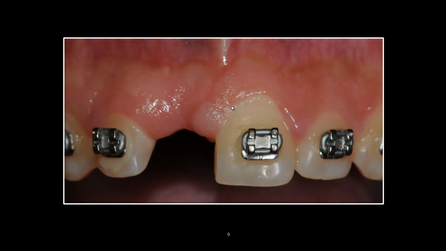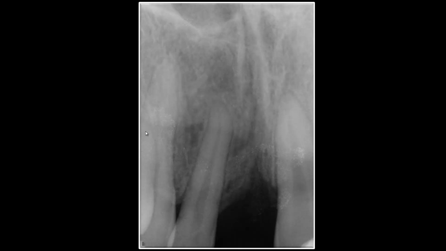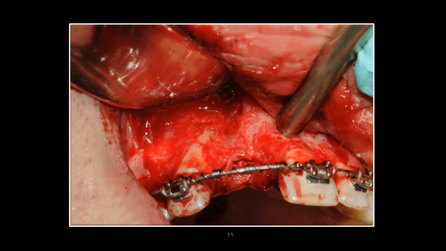So look at this picture. Look at the position of the gum around tooth number 7, especially on the facial. It looks alright, looks healthy. Let's look at the X-ray. Again, everything looks within normal limits. When we open up, we can see there is dehiscence, recession of the bone. But the position of the gum was held by the position of the bone from the line angle to the line angle.